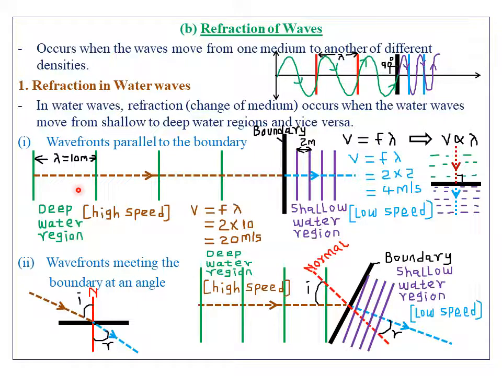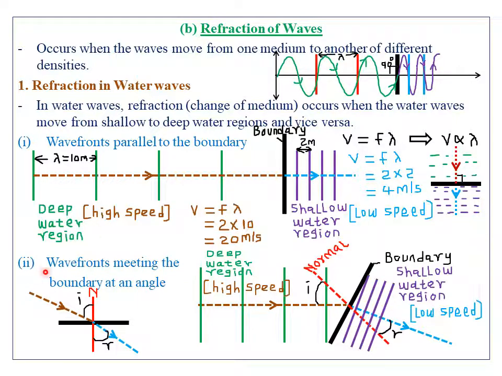Remember, you can also be given a question whereby you are given maybe the wave moving from shallow water regions to deep water regions. So in that case, just remember that when the wave moves towards the deep water regions, the spacing between the wavefronts should be larger, indicating that the wavelength is larger, and therefore the speed of the wave is also larger.